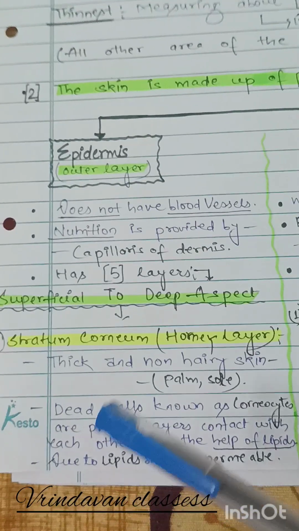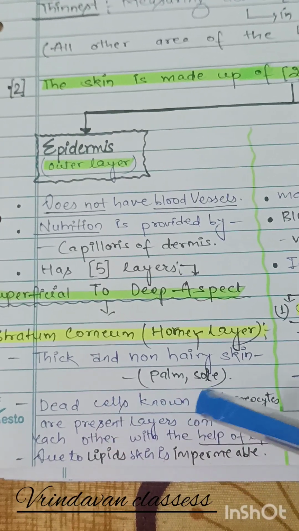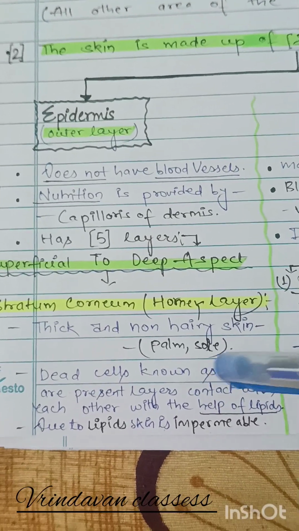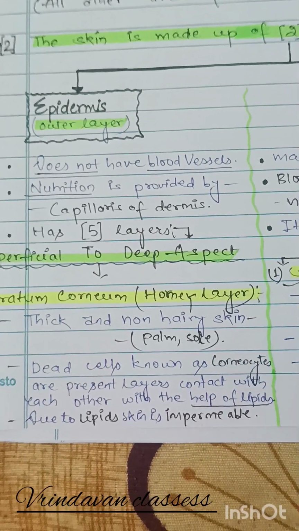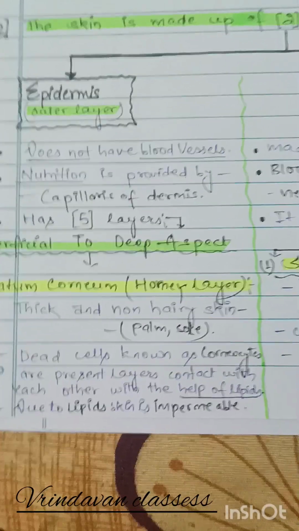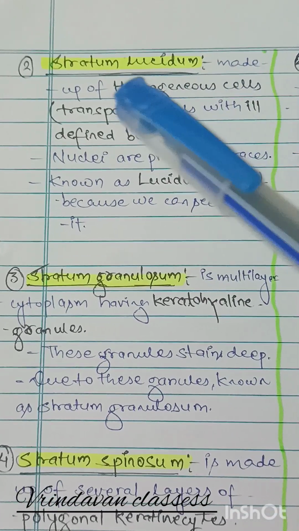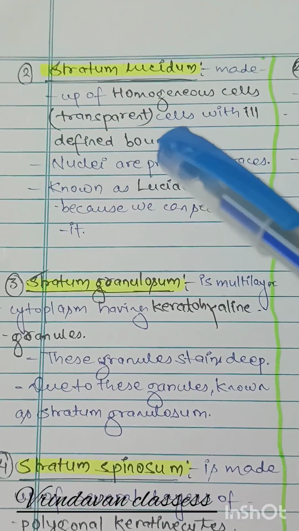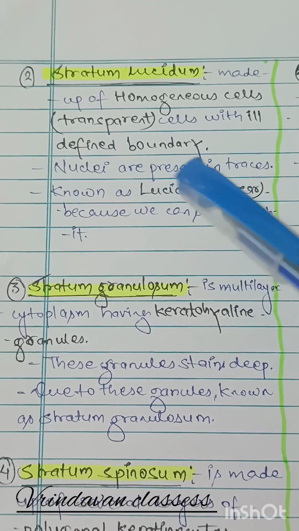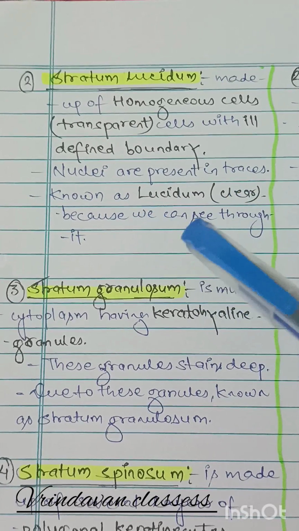It is thick, non-hairy skin, found in the palm and sole. Dead cells known as corneocytes are present in layers in contact with each other with the help of lipids, and because of the lipids the skin is impermeable. The second layer is the stratum lucidum. It is made up of homogeneous, transparent cells with ill-defined boundaries, and nuclei are present but only in traces. It is known as lucidum, which means clear, because we can see through it.